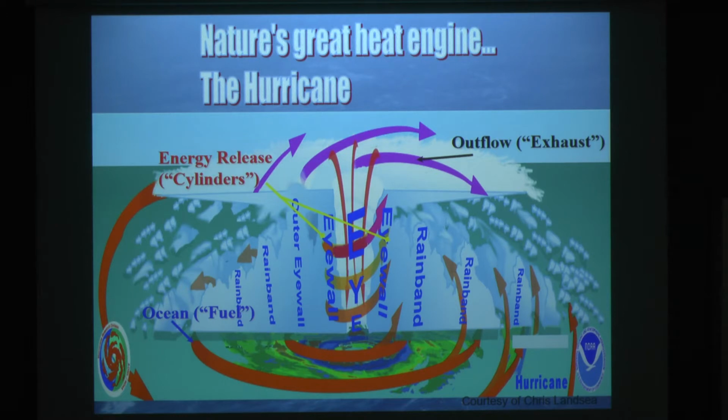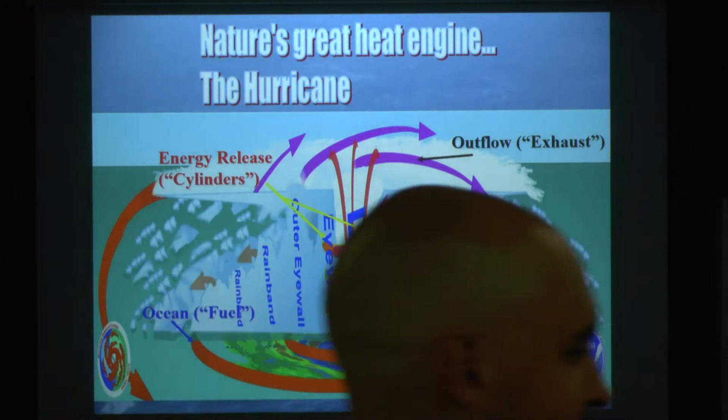The hurricane is basically a natural heat engine. The storm intensity is supported by energy from the ocean, so air-sea interaction processes are very important for hurricane intensification and maintenance of the intensity, because the hurricane is fueled through enthalpy fluxes, basically sensible heat fluxes and latent heat fluxes. Those are the energy supporting the hurricane.